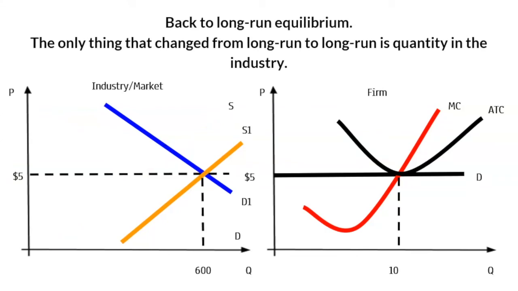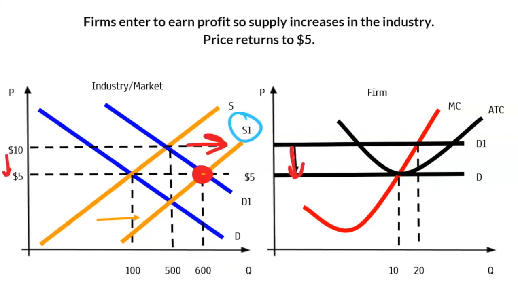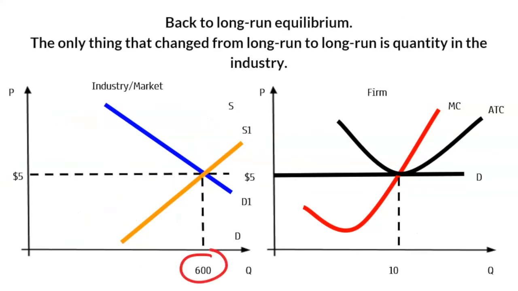And so if you notice, the only thing that changed as we went from long run to long run is the quantity in the industry. We used to be producing 100, but now we're producing 600. But in the firm, we're back to 10 units per firm here.